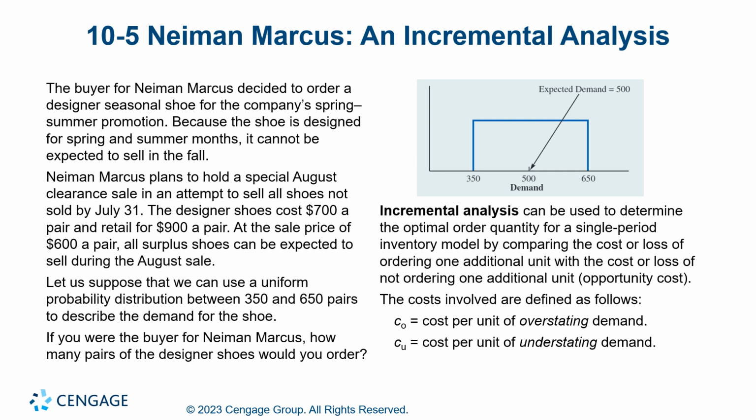The CO is the cost per unit of overestimating demand. Remember that this CO is not the same as the CO that we have discussed before. The CO is the cost of overestimating the demand, and this cost represents the loss of ordering one additional unit and finding that it cannot be sold. And the CU is the cost of underestimating the demand, which is the opportunity loss of not ordering one additional unit and finding that it could have been sold.